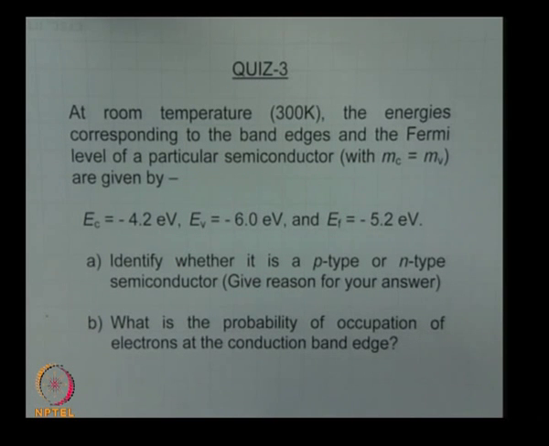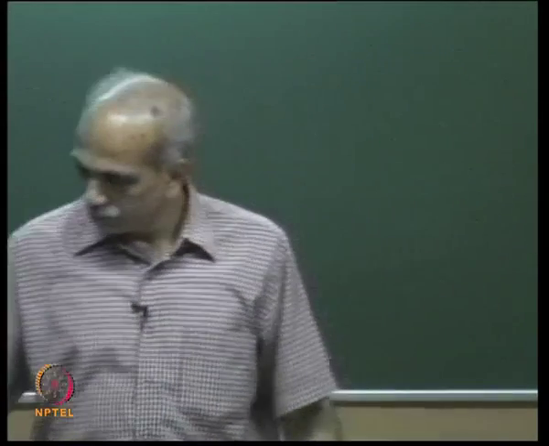It's very straightforward. You just observe that the Fermi level is below the middle of the band gap, and because Mc is equal to Mv, if it is below the midpoint, then definitely it is a p-type semiconductor. That was rather straightforward.